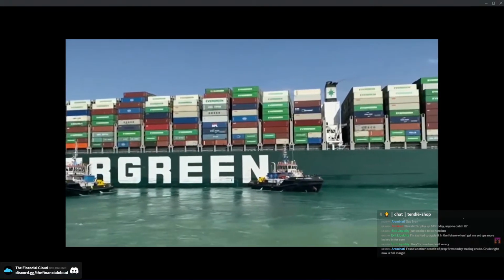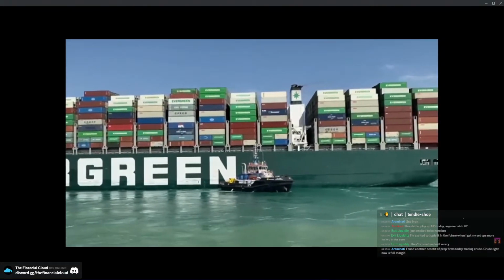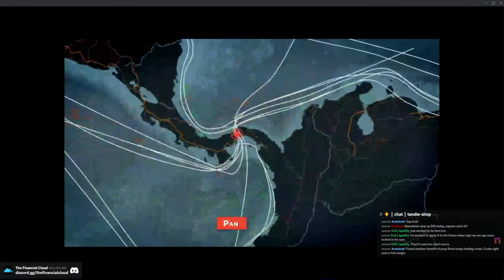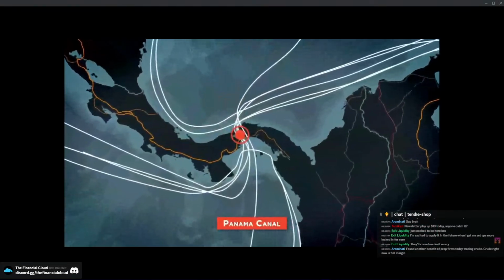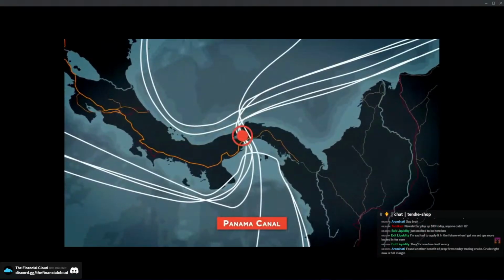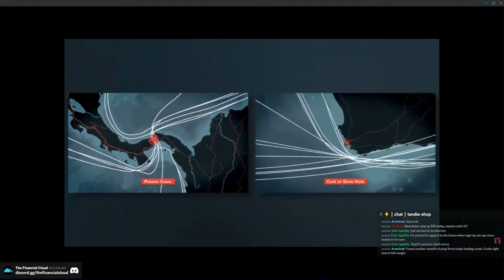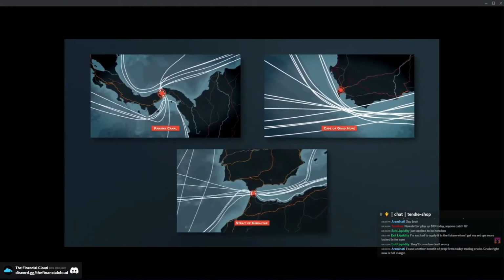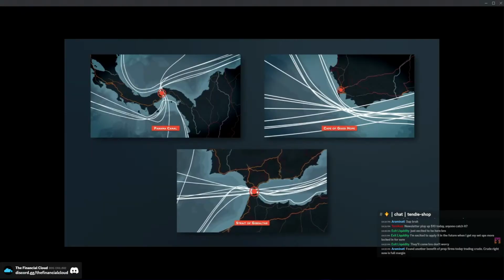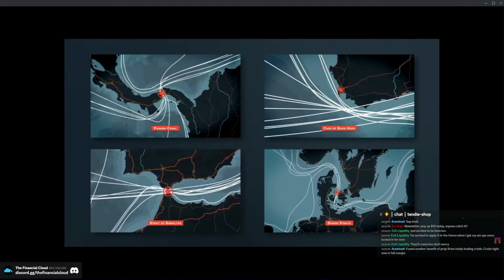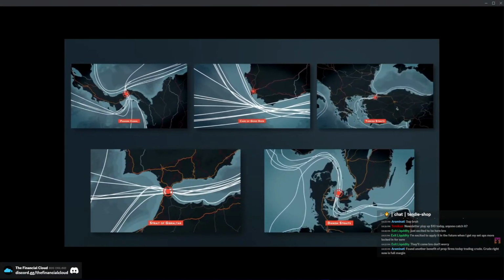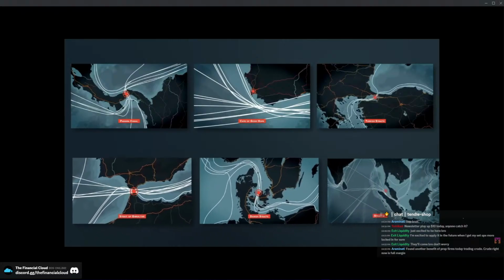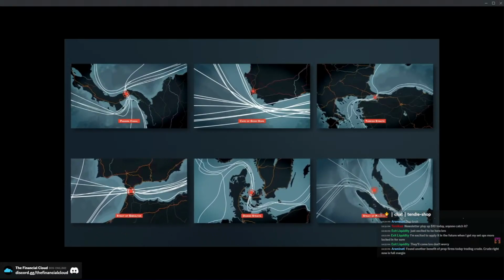But there are other strategic maritime choke points to consider across the world as well. The Panama Canal controls the flow of trade between the Atlantic and Pacific Oceans across the American landmass. The Cape of Good Hope controls the flow of trade around the African continent. The Strait of Gibraltar controls the flow between the Mediterranean and the Atlantic. The Danish Straits between the Baltic and the North Sea. The Turkish Straits between the Mediterranean and Black Seas. And the Strait of Malacca between the Pacific and Indian Oceans.